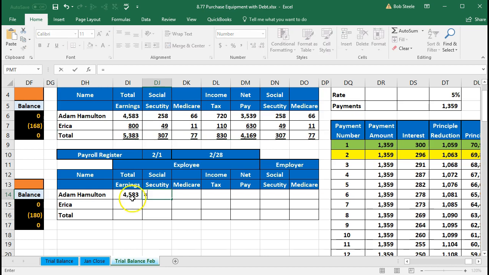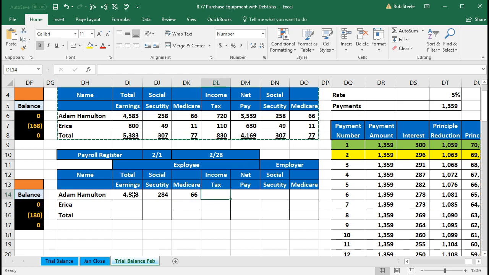We're going to say this equals this number, total earnings, times 6.2%, which is 0.062, and enter. So that's 284, looks right. And then Medicare, we're going to do the same thing. It's the same thing in that it's a flat rate. So we're going to take the total earnings times the flat rate, which currently I think it's 1.45. So that's what we'll try, which is 0.0145. So we're going to say this equals that number times 0.0145. And that gives us 66. That's what looks good.